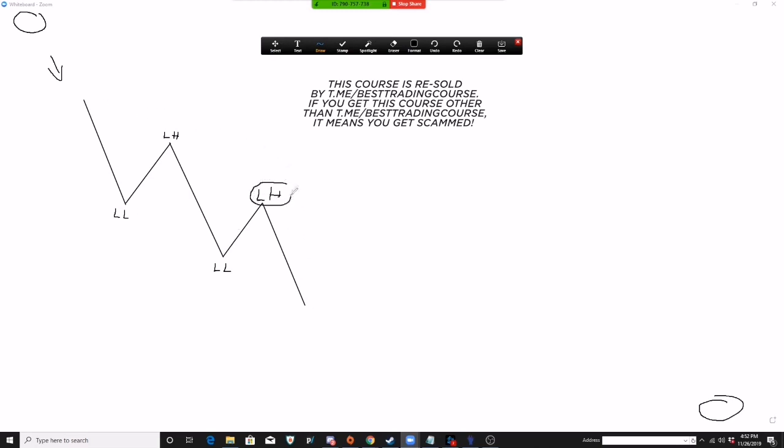This is going to be considered a lower high because this high is lower than our previous high. And this is going to be considered a lower low because this low is lower than our previous low. So again, price is forming lower highs and lower lows.